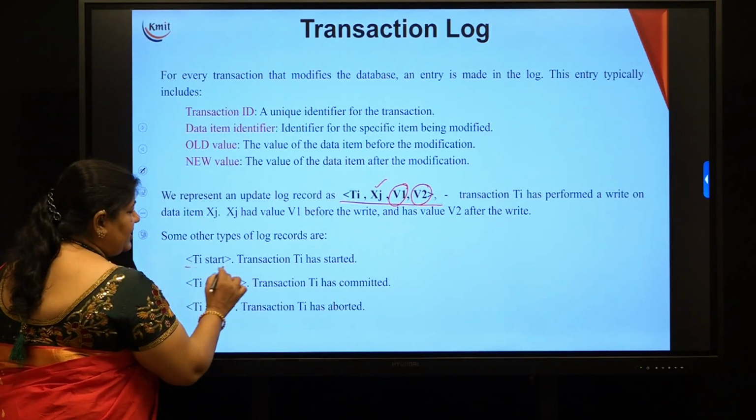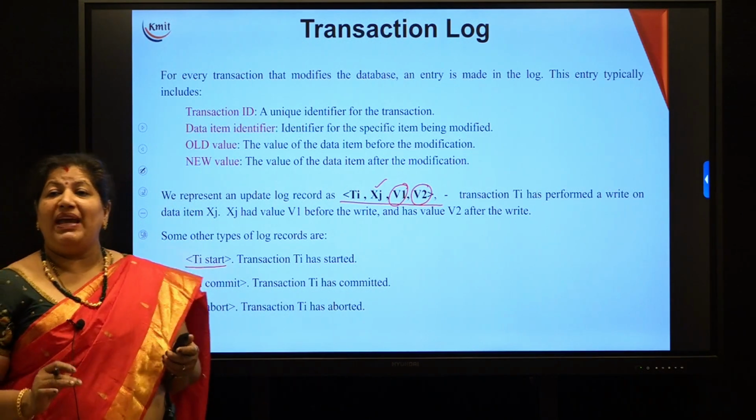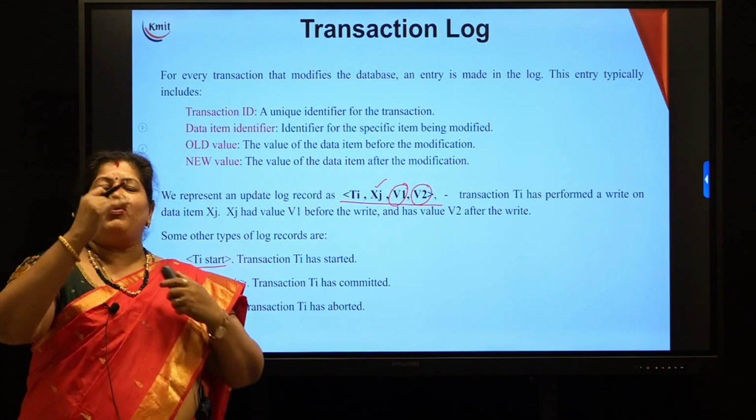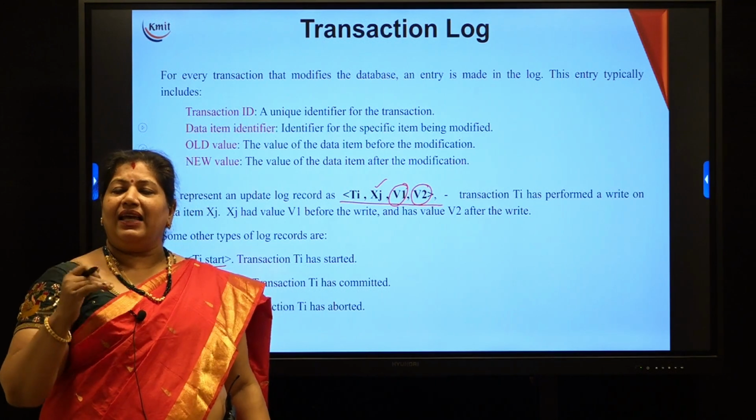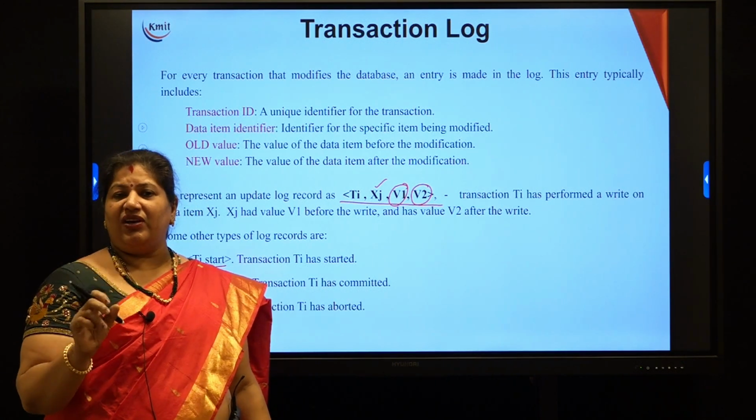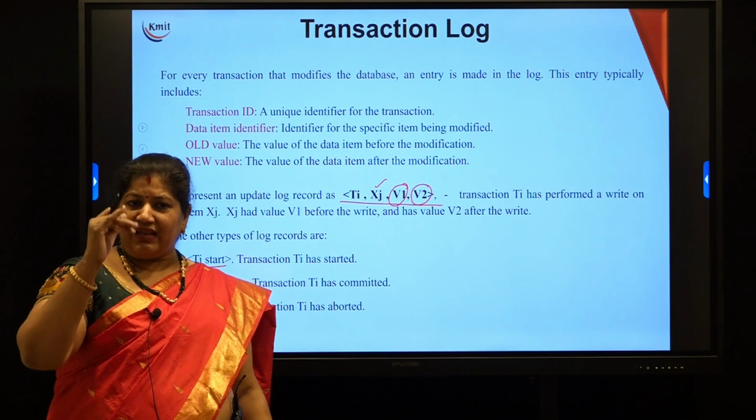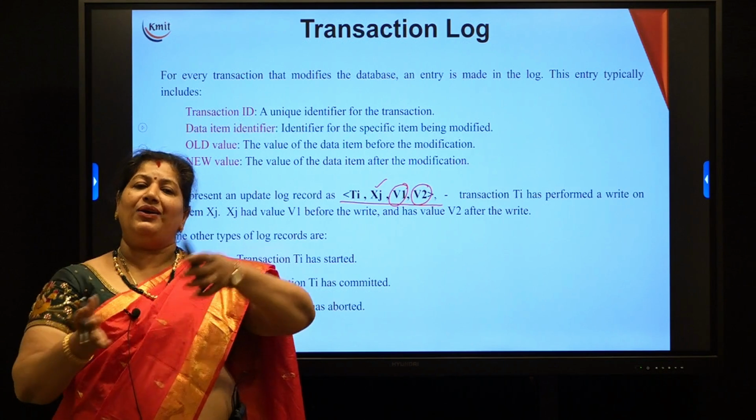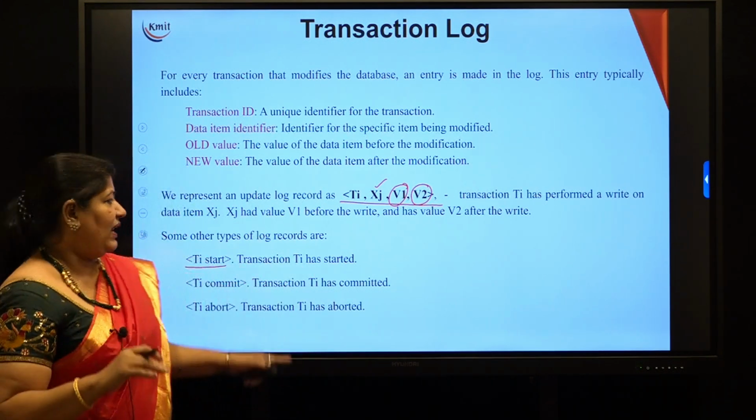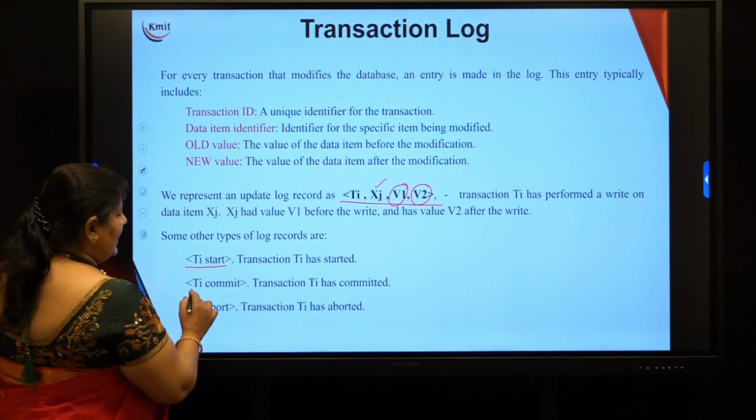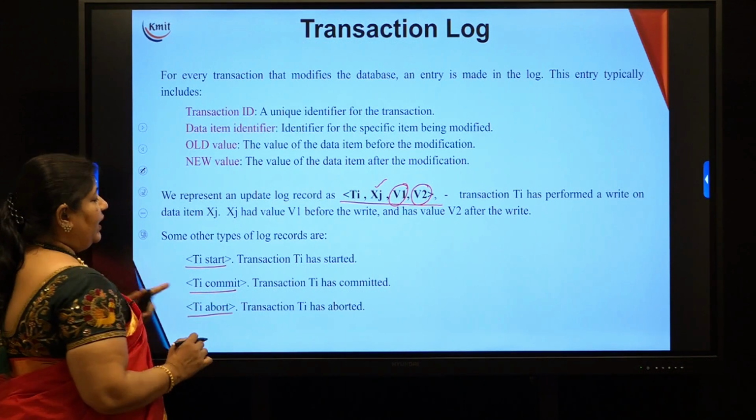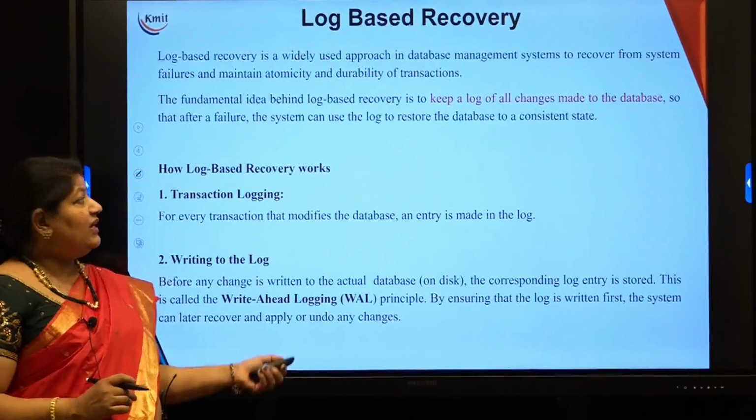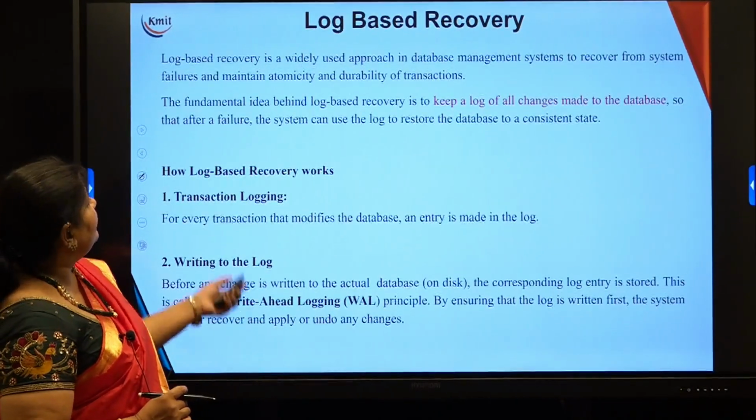Similarly, Ti start: an entry is made into the log whenever the transaction begins, so that in case of your recovery schemes, either it can come up to a savepoint or commit, anything like that, or otherwise backtrack till start, so that you can undo all that operation. So it's like that: start, or Ti commit, or Ti abort. Commit when the transaction is completed successfully, abort when it needs to be rolled back.